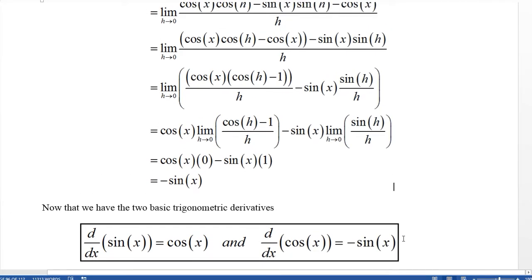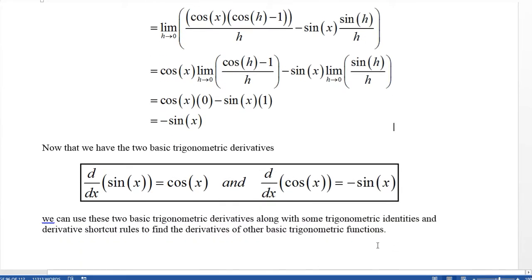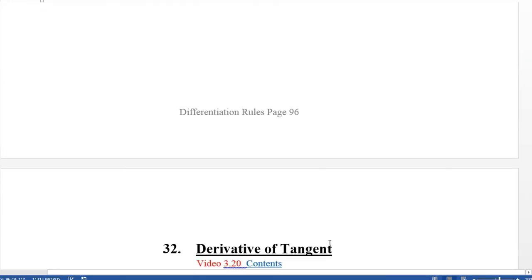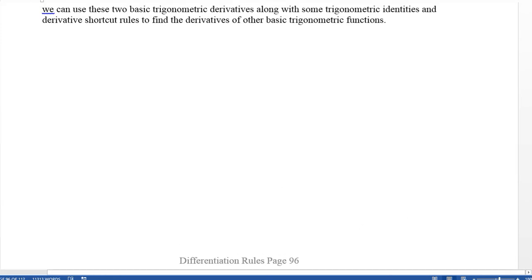So far we have these two important trigonometric derivatives. The derivative of sine x is cosine x, and the derivative of cosine x is the opposite of sine x. And we're going to use these two derivatives, along with some basic trig identities and some of our other derivative shortcut rules, to derive the derivatives of the other four basic trigonometric functions. We'll come back and do the one for tangent in the next video.